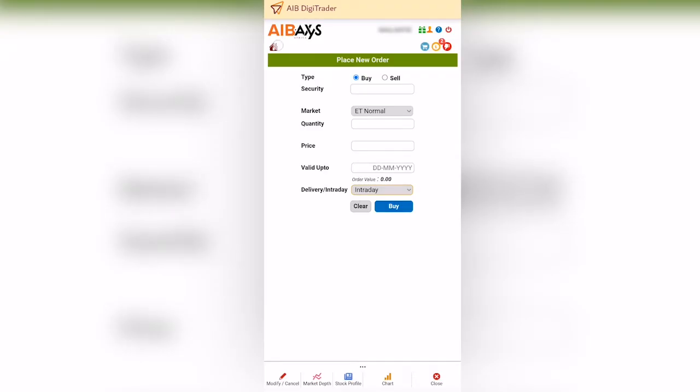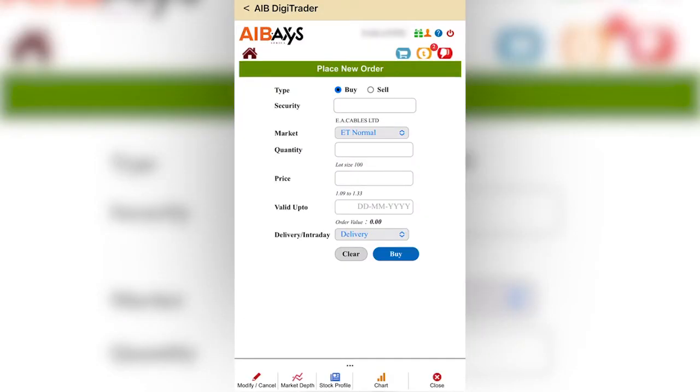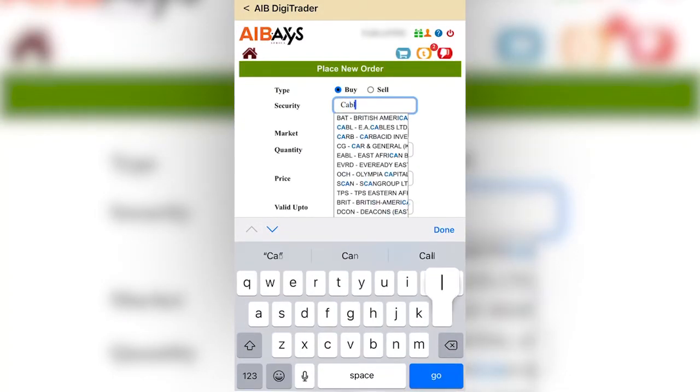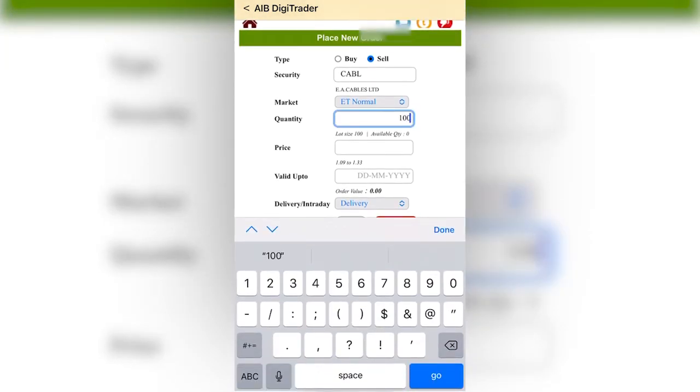For the sake of the example, I'm going to click trade and sell the shares immediately. Put in your security, again East African cables. Make sure to click on the drop down. At the type section, change from buy to sell and put in your quantity, 100 shares.